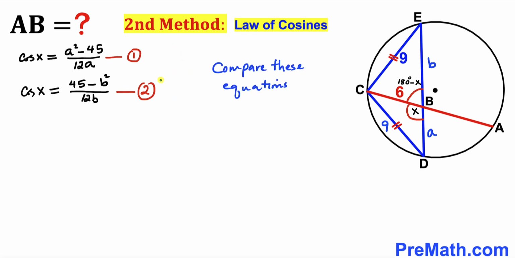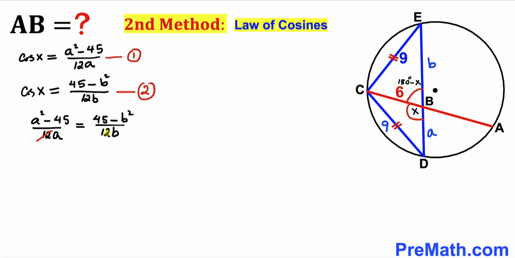And now let's go ahead and compare these two equations. We can see the left hand sides are identical, they are the same. So therefore we can equate the right hand sides as well. So therefore I can write a squared minus 45 divided by 12 times a equal to 45 minus b squared divided by 12 times b. And here we can see this 12 and 12 on both sides cancel each other out. And now let's go ahead and cross multiply.